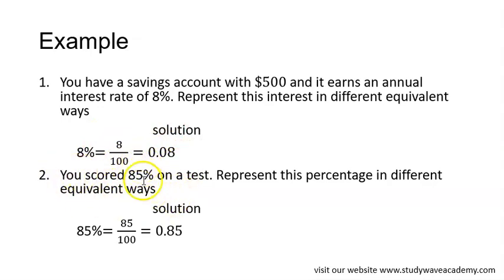You scored 85% on a test. Represent this percentage in different equivalent ways. You have 85%. How do you represent 85% in different ways? You have 85 over 100 or 0.85. So this is equivalent to this and this is equivalent to this, okay? Do you understand? So that is how you represent your percentage in different equivalent ways, okay? I hope you're not confused.